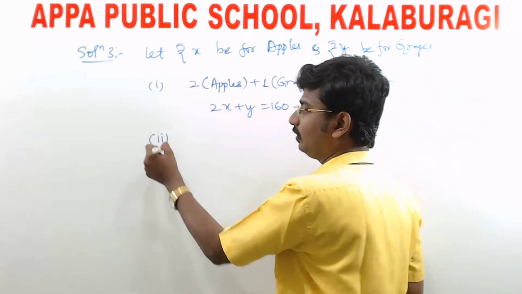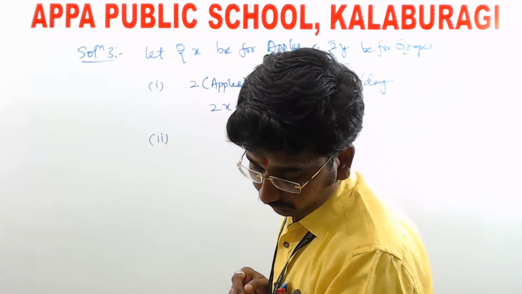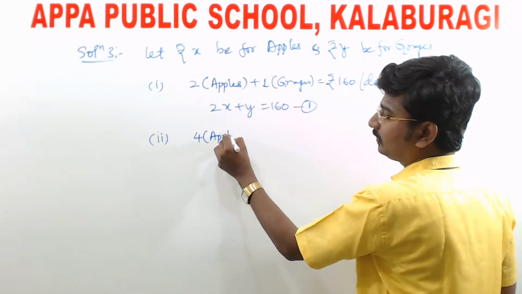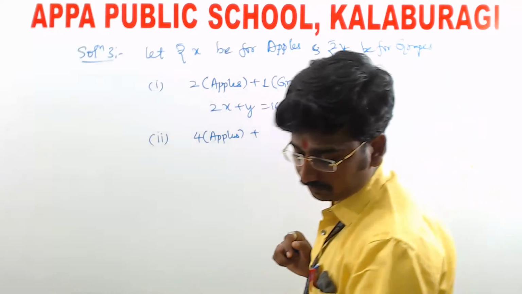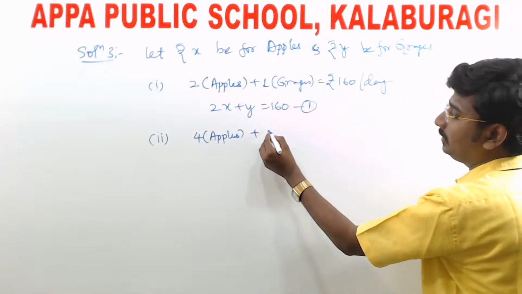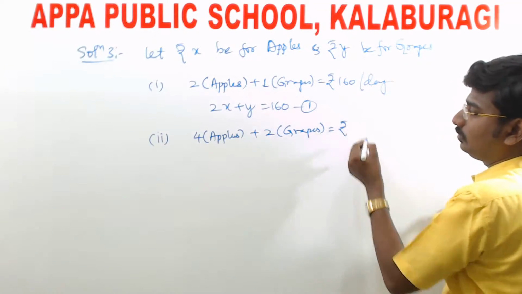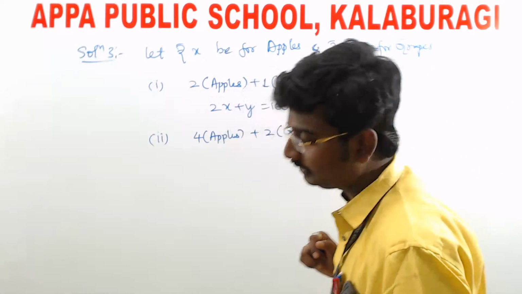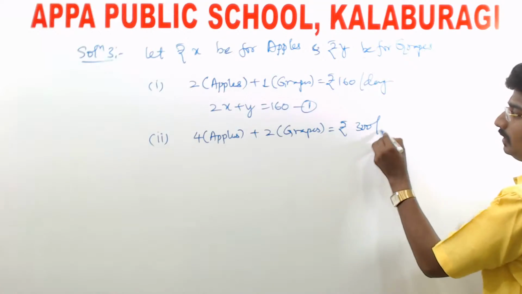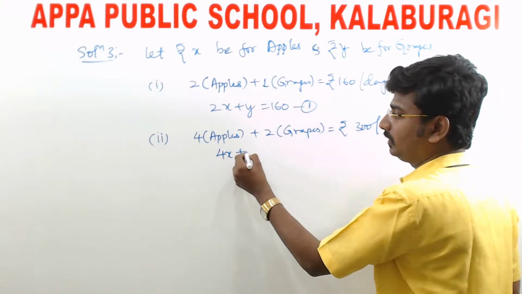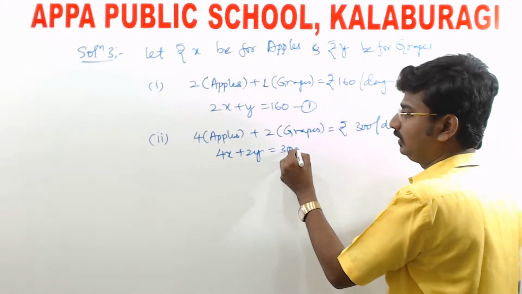Second one, on the other day what happens? They said 4 kgs of apples and 2 kgs of grapes together costs rupees 300 per day. Then this would be equation 4x plus 2y equal to 300.